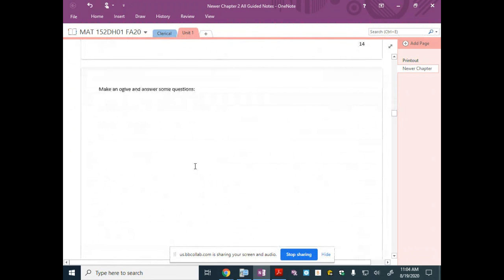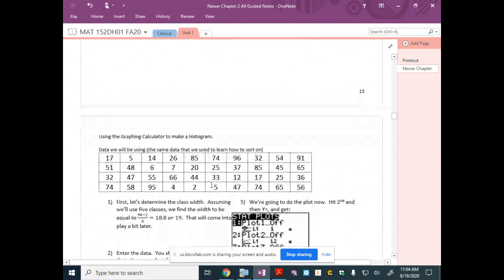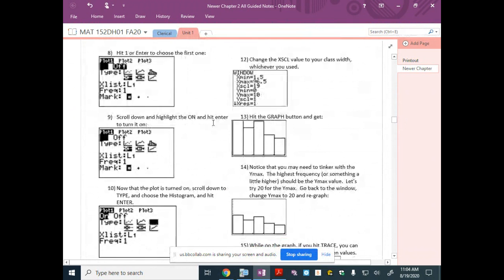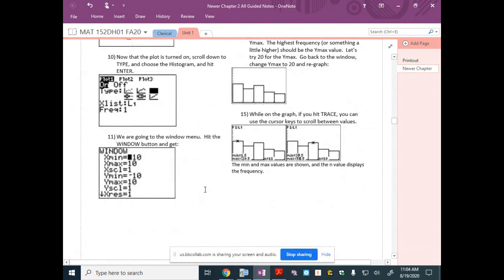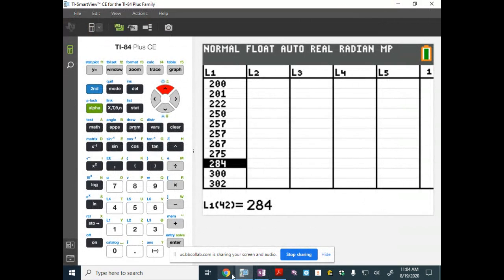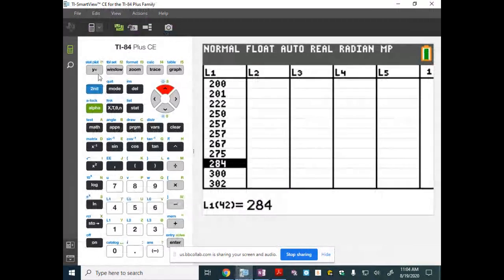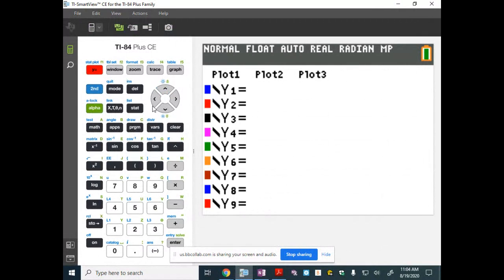But we have to keep in mind two things: our class width and our X-min. So what we'll do here is, first off, I'm going to go to Y equals and make sure all these are clear.